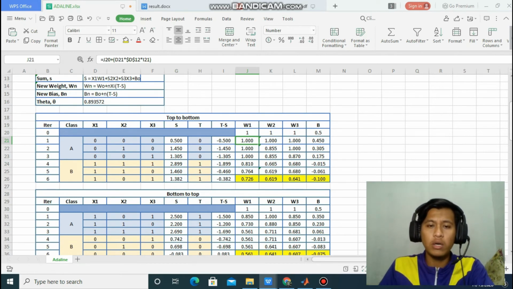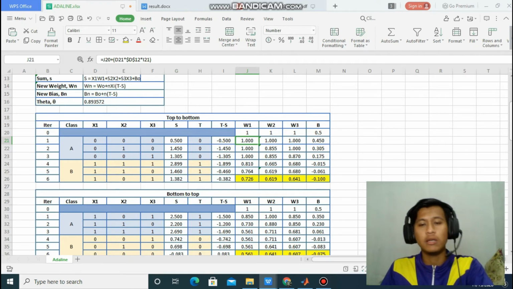W1 is 0.726, W2 is 0.619, W3 is 0.641, and the bias is negative 0.100.